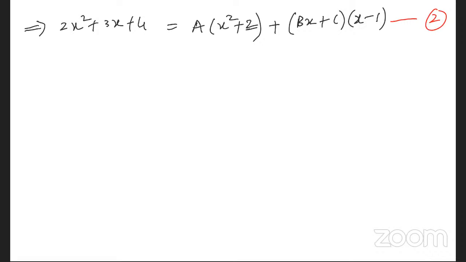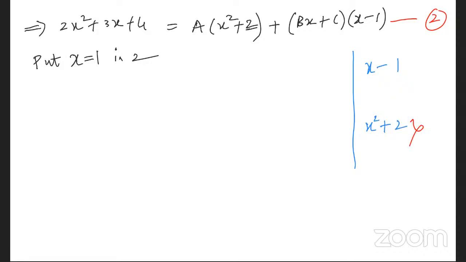So now put x equal to 1. We have only one factor that is real. Put x equal to 1 in equation 2. If you look at the denominator, what do you have? x - 1 and x² + 2. So you should not consider x² + 2 because you don't get real factors. So here you get x equal to 1. So we are going to consider x equal to 1 in equation 2. So what are we going to get?